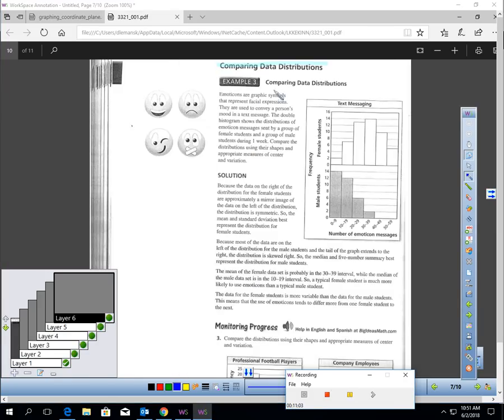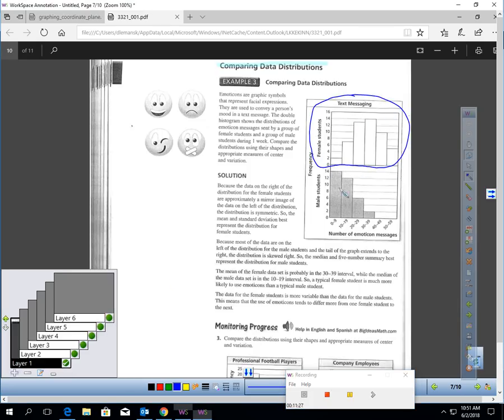Let's talk about comparing data distributions. Emoticons are graphic symbols that represent facial expressions. They are used to convey a person's mood in a text. This double histogram shows the distributions of emoticon messages sent by female students. So that's the top histogram. And then down here would be a histogram of male students sending emoticon messages. We want to compare these, so let's take a look at them carefully.